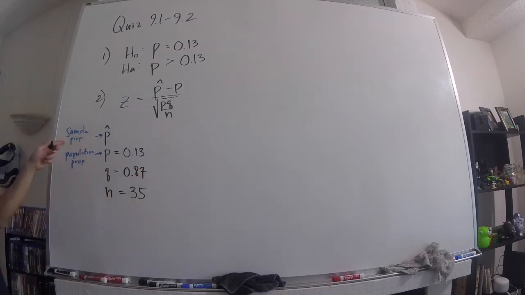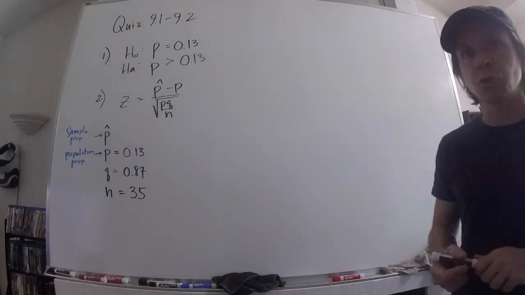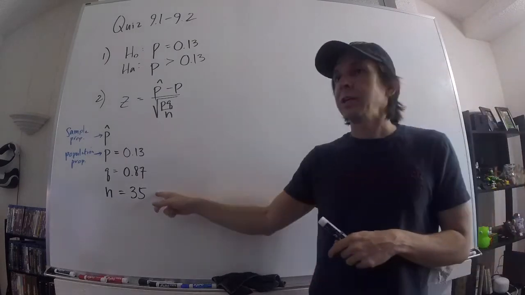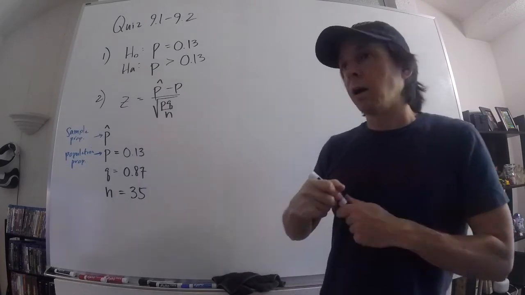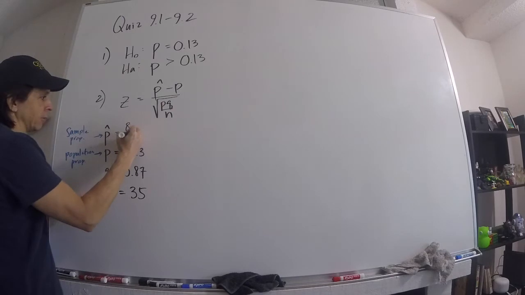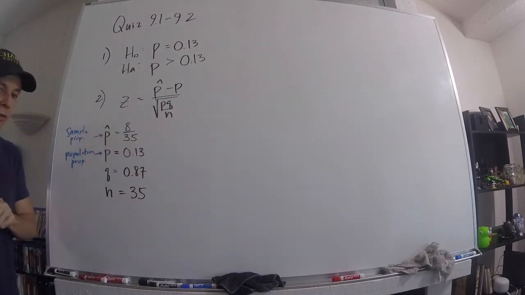And then p hat is the sample proportion. Sometimes they'll give that to you as a percentage. Sometimes they'll make you compute it yourself. And here we have 35 hard drives in our sample, 8 failed, and we want p hat, the proportion of that sample that failed. So here it's 8 out of 35. So be conscious of that. The p hat is for the sample, the percent of the sample that failed.